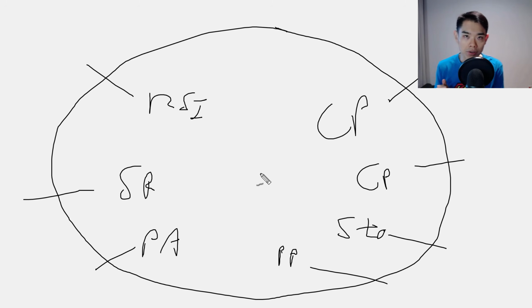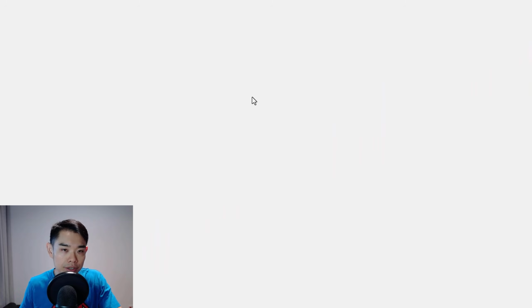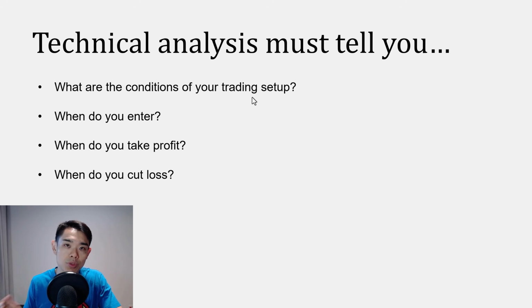And the point I'm trying to make is that technical analysis is like this if the tools that you're using do not complement one another. Yeah, it's just going to be a huge paperweight like the car. So now the question is, how should you use technical analysis such that it complements one another? This is where you need to make sure technical analysis tells you these 4 things. Number 1, it tells you what are the conditions of your trading setup.